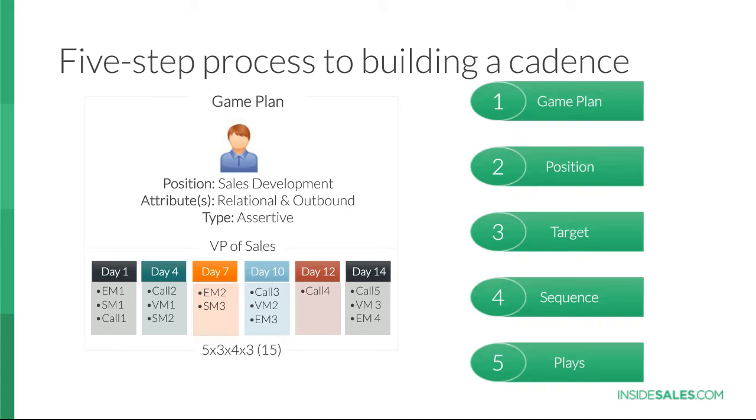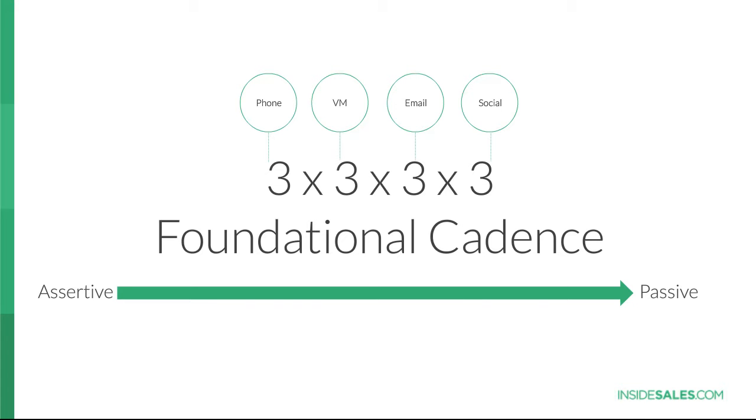Now, your sequence, this is going to be how you start to bring things into an overall structure for a cadence. Now, we've opted to say that our foundational cadence, and I'm going to just pop over here for a minute, is 3 by 3 by 3 by 3. I hope I didn't lose you in the 3 there. That was 4 threes. What that means for us is placing 3 phone calls, leaving 3 voicemails, sending 3 emails, and performing 3 social interactions.